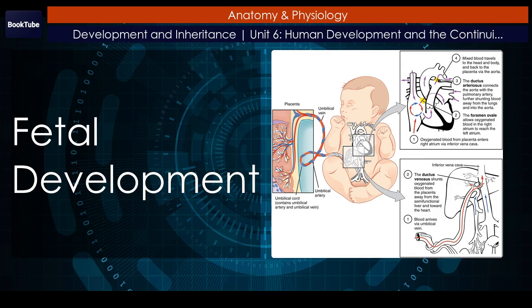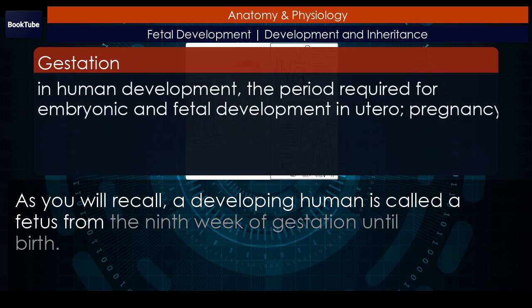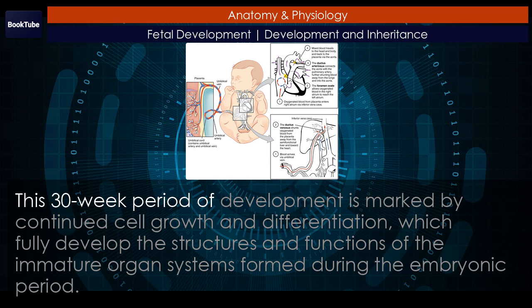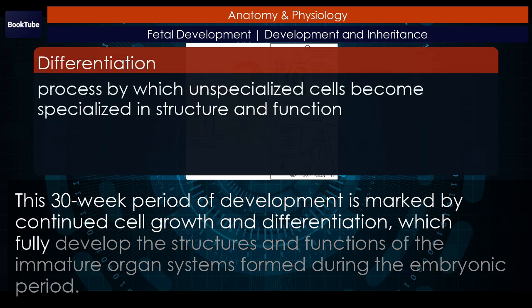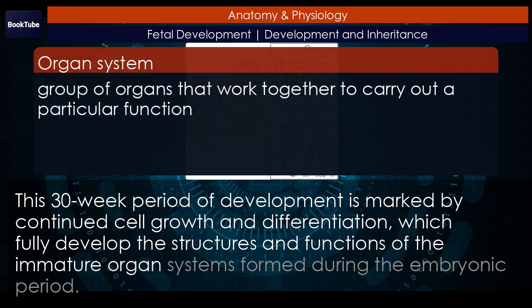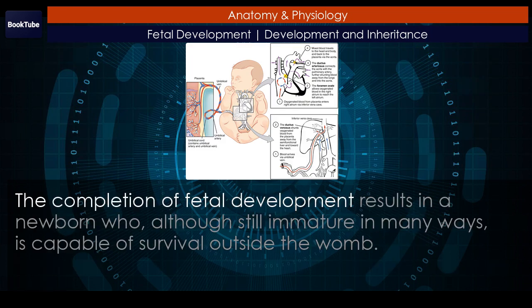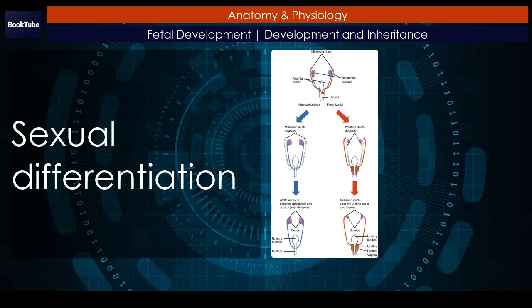Fetal development. As you will recall, a developing human is called a fetus from the 9th week of gestation until birth. This 30-week period of development is marked by continued cell growth and differentiation, which fully develop the structures and functions of the immature organ systems formed during the embryonic period. The completion of fetal development results in a newborn who, although still immature in many ways, is capable of survival outside the womb.